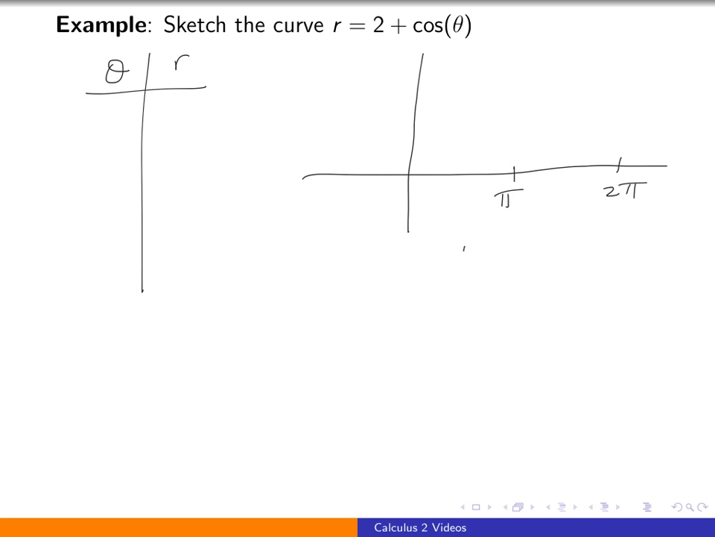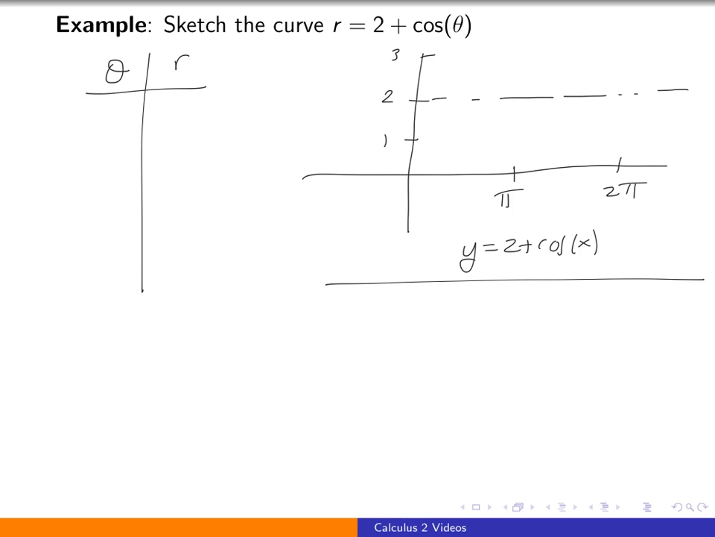Putting the 2 with this, if we think of this as being y equals 2 plus cosine of x, it's going to take the cosine curve, which normally oscillates between -1 and 1, and lift it 2 units upward. So what used to happen at 0 now happens at 2, and the curve is going to oscillate back and forth between 3 and 1. Roughly speaking, it'll look something like this, where this point would correspond to pi over 2, and this other point would correspond to 3 pi over 2.